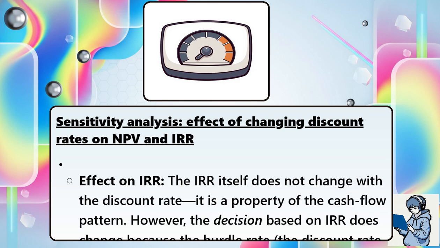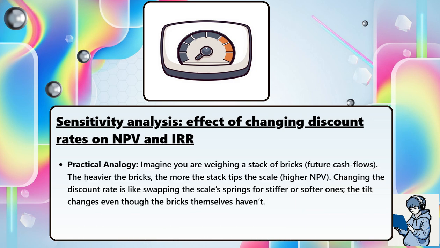Effect on IRR: the IRR itself does not change with the discount rate, it is a property of the cash flow pattern. However, the decision based on IRR does change because the hurdle rate, the discount rate you compare IRR to, changes. If the hurdle rises above the IRR, the project is rejected, even though the IRR value stays the same.